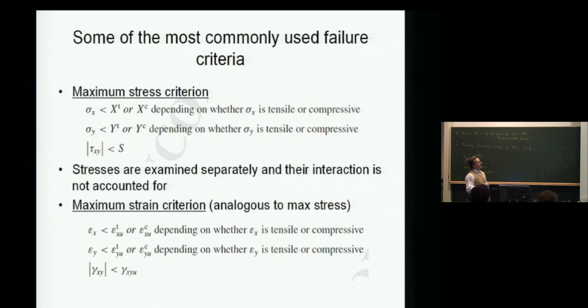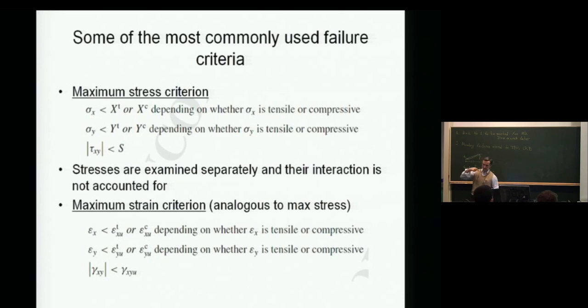Similarly, if you have loading in the Y direction, Y direction being perpendicular to the fibers, then you would use the tensile or compressive strength perpendicular to the fibers. And again, if the applied stress exceeds the allowable strength of the material, then you have failure. And finally, you would have the shear. I put the absolute value because whether it's positive or negative, you just take its absolute value and compare it to the measured shear strength. And if it exceeds, then you are in trouble.